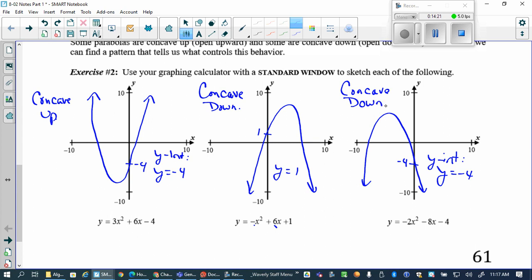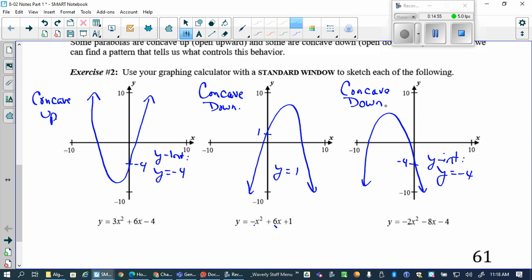Okay. Now my question is, without graphing these, looking at the equation, it seems like you can all tell me what the y-intercept is, right? Just looking at the equation. Can you look at the equation and tell me if it's going to be concave up or down before you graph it? How? So take a look at the last one. What tells you that? Look at the equation. What about this equation tells you it's going to be concave down?